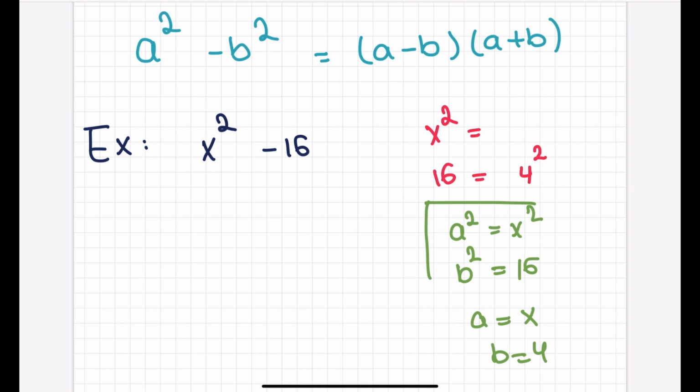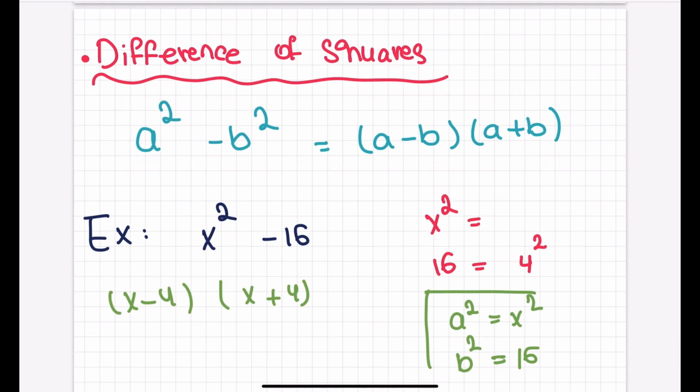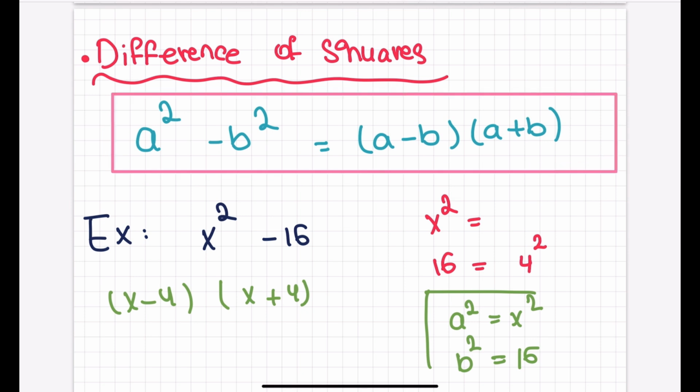Take a look at this part. a minus b, x minus 4, a plus b, x plus 4, and this is the factored form. And remember, this must be a difference of squares, not a sum of squares. If it's a sum of squares, it doesn't work. Take a look at the formula. It's the difference. I'm just going to put a bracket so you guys can see.